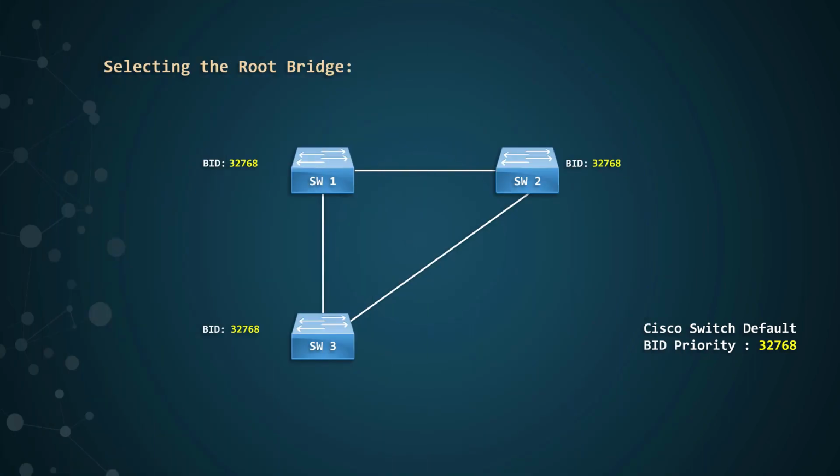In this example, all 3 switches have the same bridge ID priority. When a Cisco switch is powered on, the default bridge ID priority is 32768, which in this case all switches have. Since all the switches are bidding and saying I'm the root switch, the tiebreaker will be the MAC address. The switch with the lowest MAC address is elected as the root switch. In our case, it's switch 1. Once the root switch is elected, there can be only one root switch in the network. No matter if you have 3, 5 or 15 switches, there will always be one root switch in the network.